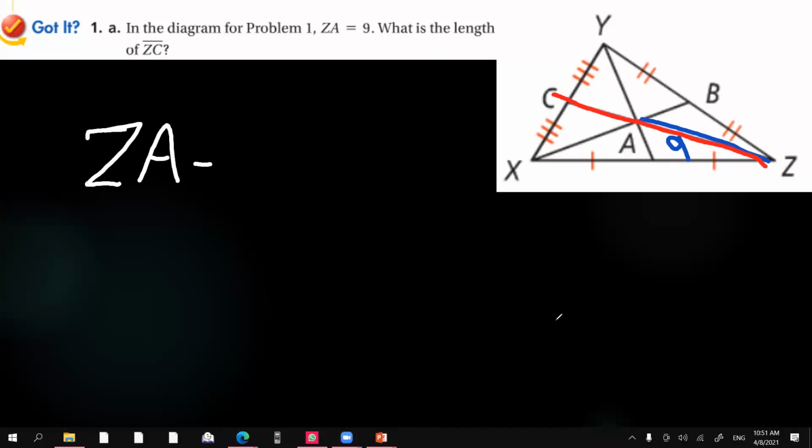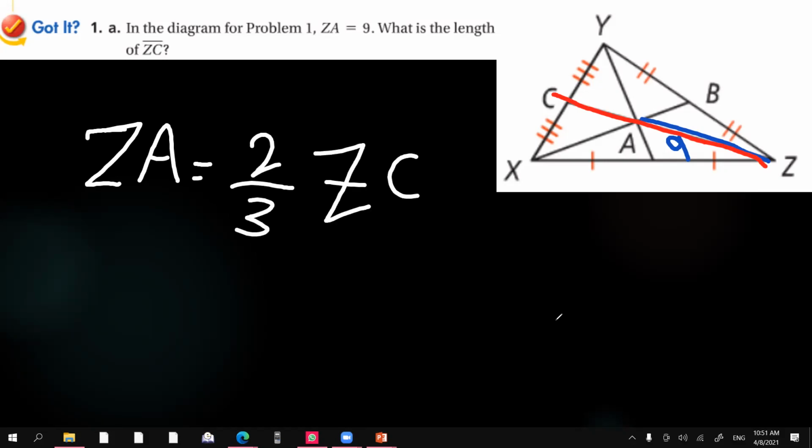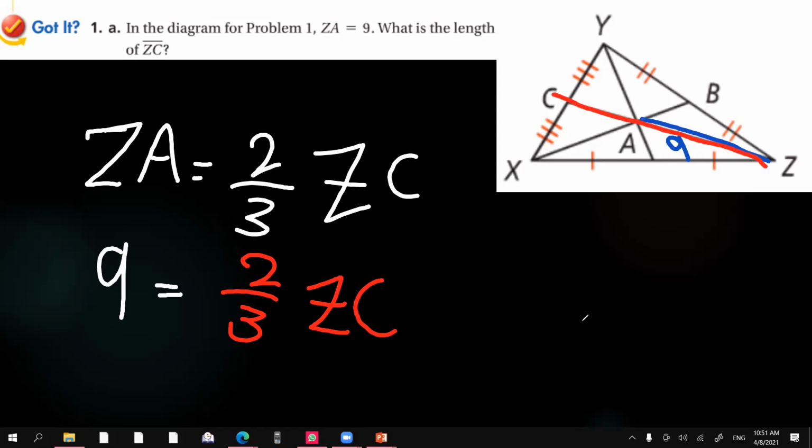ZA is 2/3 of ZC. Bravo. ZA is 2/3 of ZC. So if the length of ZA is 9, I need to find the length of ZC. So you have to say 2/3 ZC. Then, in order to cancel 2/3, you have to multiply it by its reciprocal.